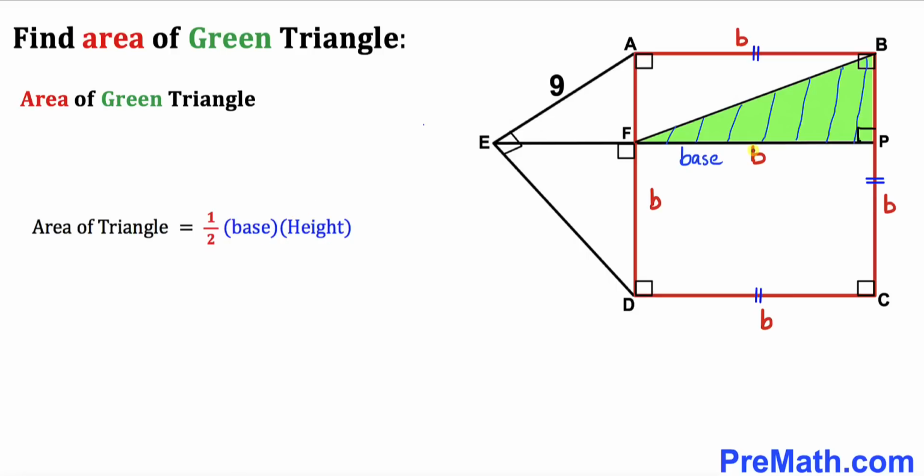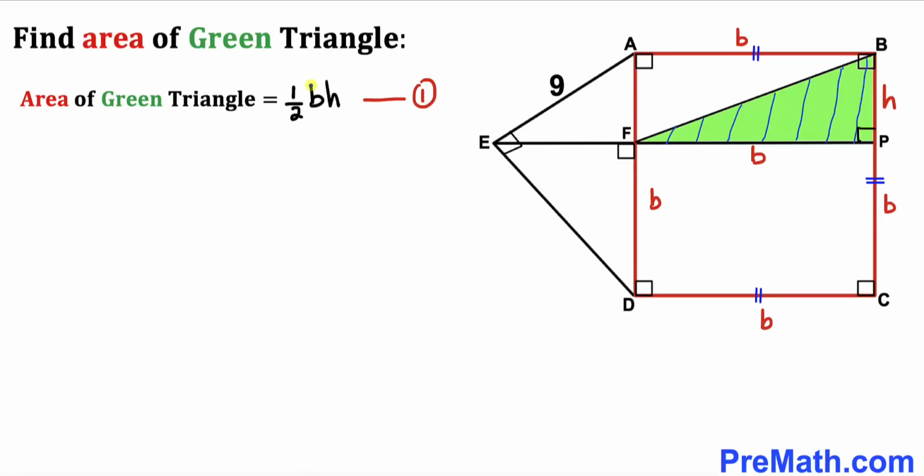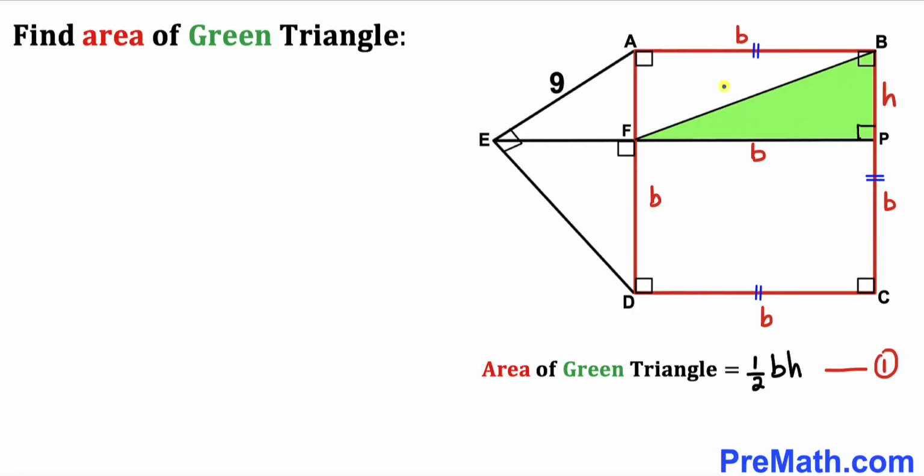And in our case, the base of this green triangle is B. And let me call the height of this triangle, this BP, as H. Then the area of this green triangle is going to become a half times base B times height H. Let me call this our equation number 1. And now our task is to find the value of B and H in order to calculate the area of this green triangle.